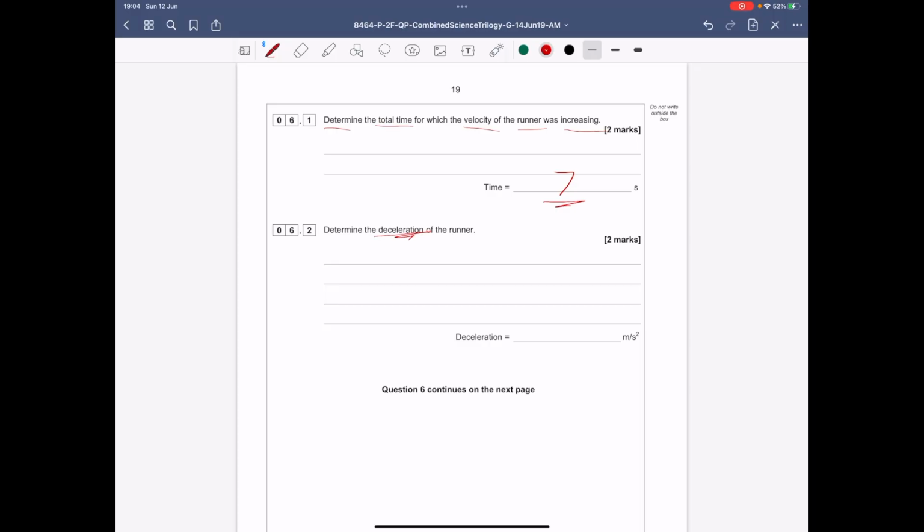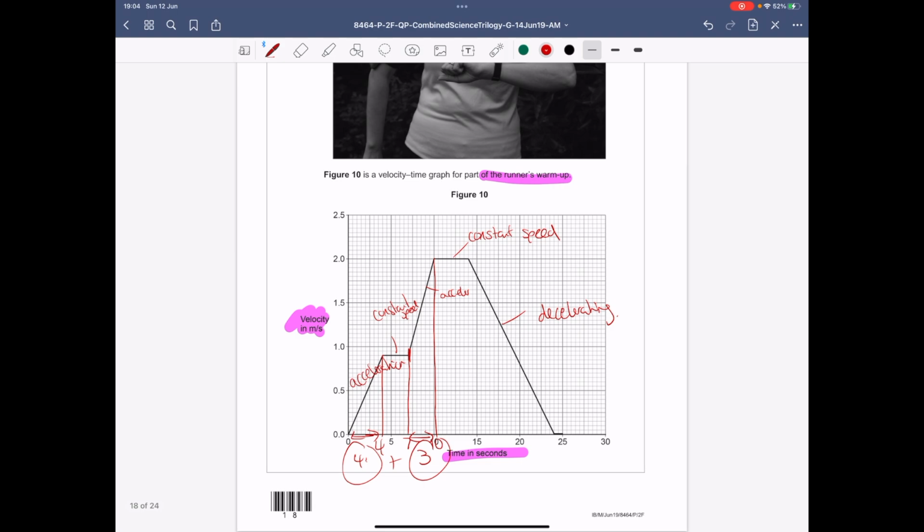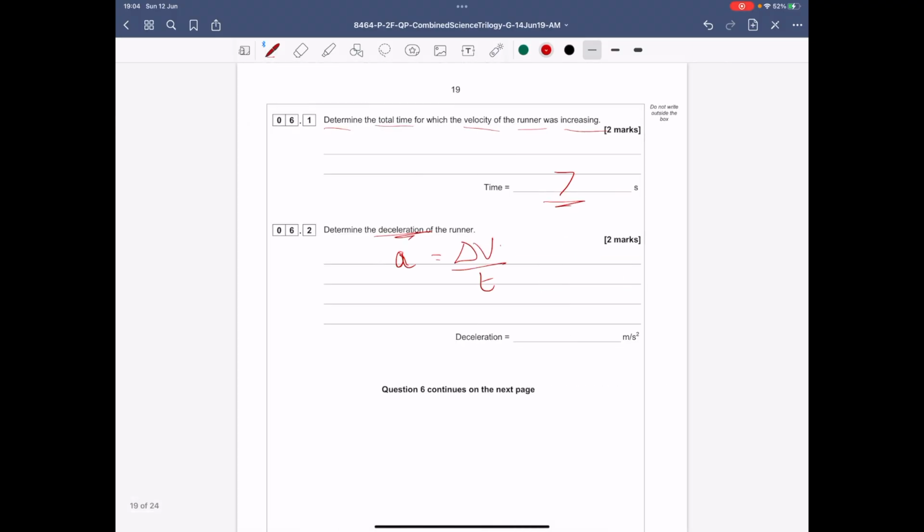Now the equation for deceleration, we can use the equation for acceleration, which is the change in the velocity divided by the time taken. Okay, so if we go back to the graph, we can see her deceleration starts at 2 and ends at 0. So therefore, her change in velocity is simply 2. 2 minus 0 is 2.